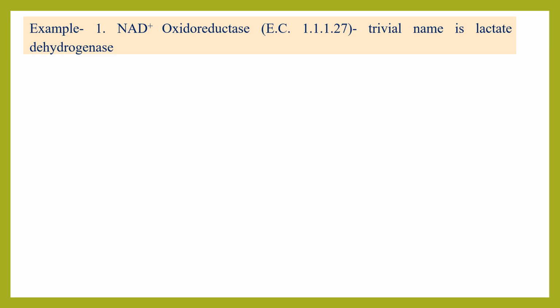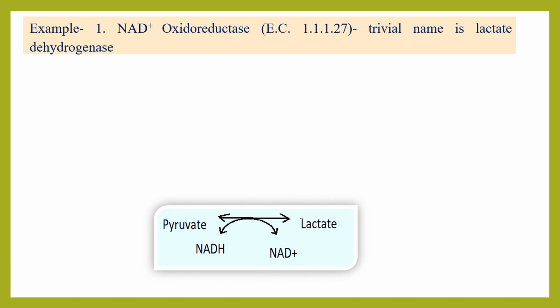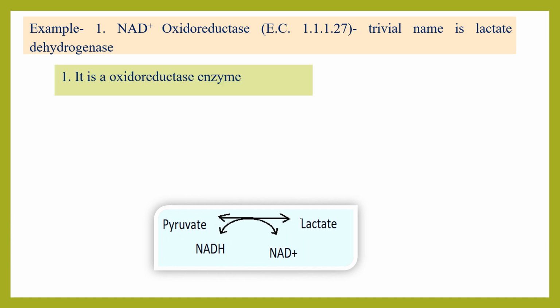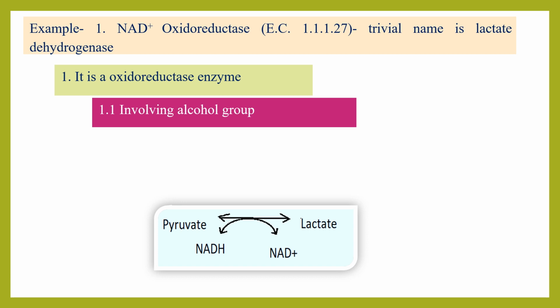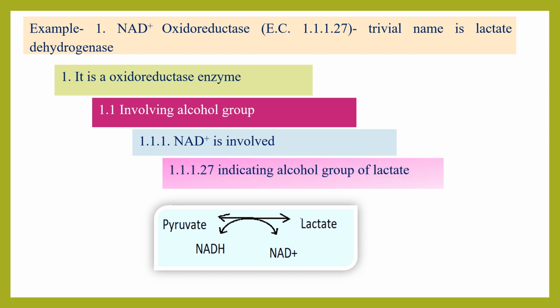Let us see one best example for oxido-reductases. The enzyme NAD plus oxido-reductase, whose enzyme commission number is 1.1.1.27 and the trivial name is lactate dehydrogenase. It is involved in the conversion of pyruvate to lactate. The first digit 1 indicates that it is an oxido-reductase enzyme. The second digit indicates that it involves alcohol groups. The third digit indicates that NAD plus is involved, while the fourth digit 27 indicates that it is the alcohol group of lactate that is involved in the reaction.